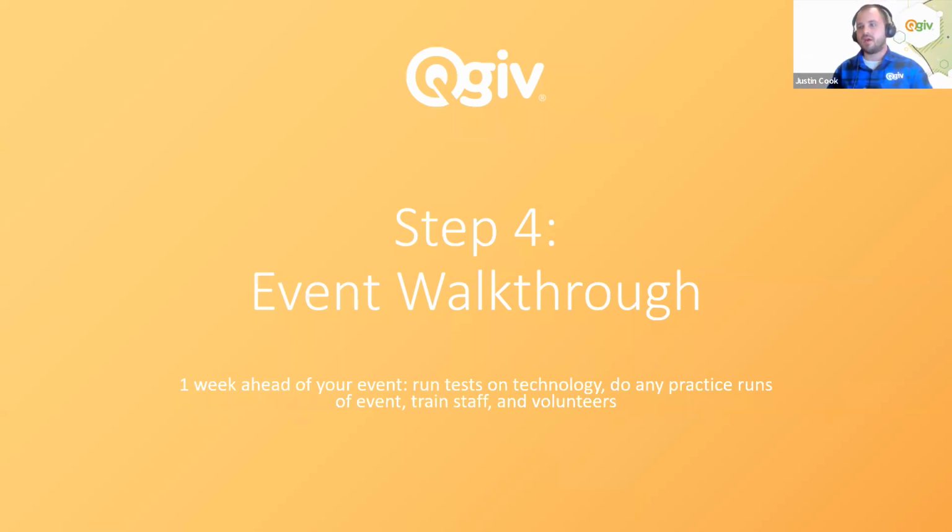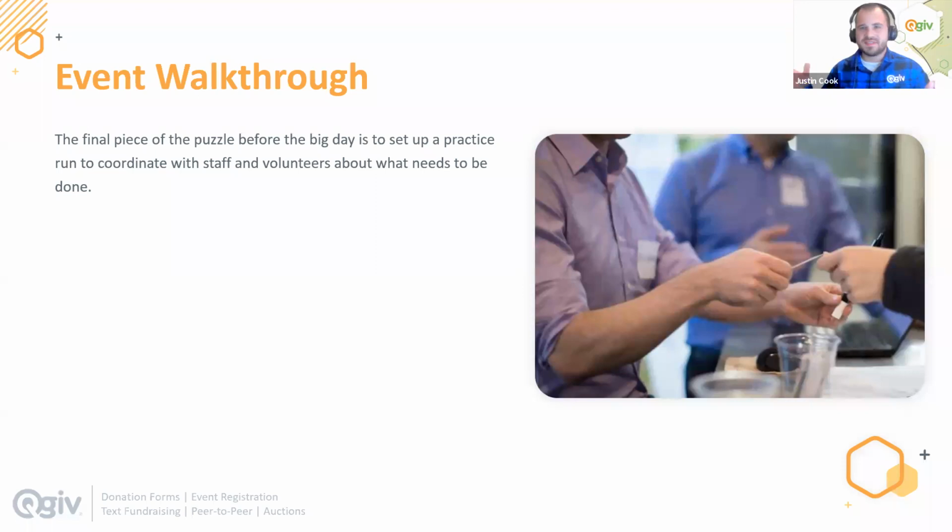Step 4. Now we are about a week ahead of our event. What you need to start doing here is testing all of your technology. You're going to want to start doing a practice run of your event. You're going to want to make sure all of your staff are trained, as well as your volunteers. So this is the final piece. We're right ahead. We're setting up and we're coordinating. We're running through all of the different scenarios of our event.